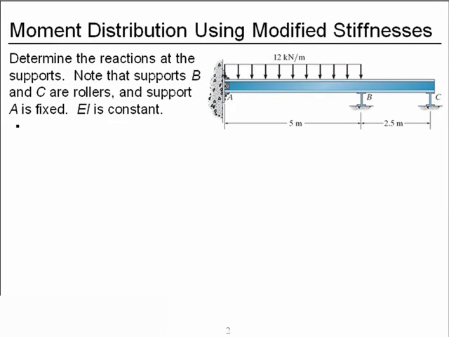To do that, we'll use the following approach. First, we'll approximate the answer. Because after we perform all the calculations for moment distribution and calculating the reactions, we're going to want to be able to evaluate the reasonableness of those results. And so let's use an approximate answer to help in that process.